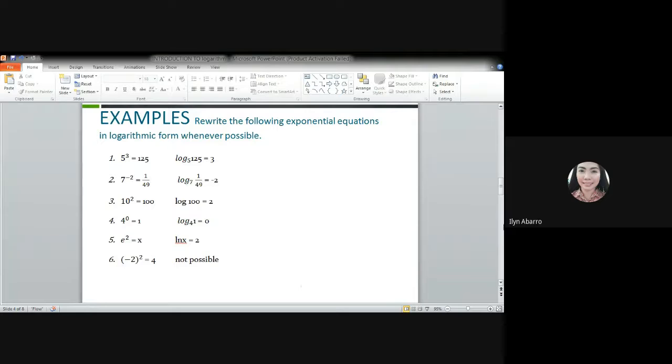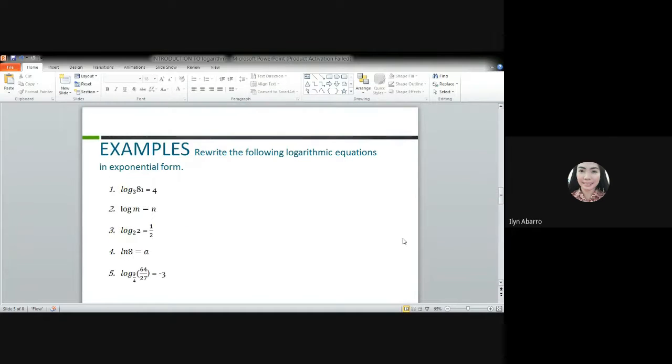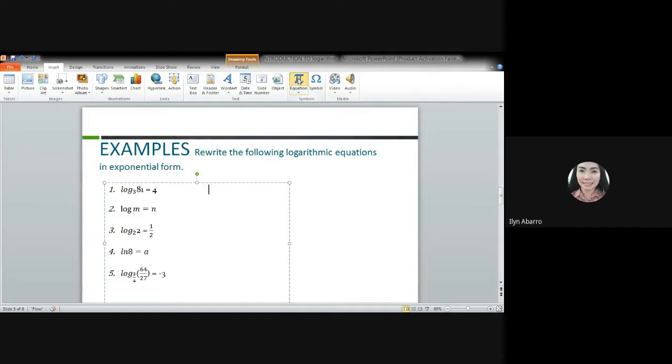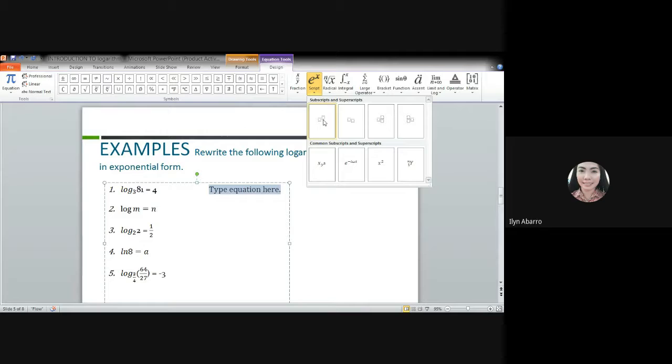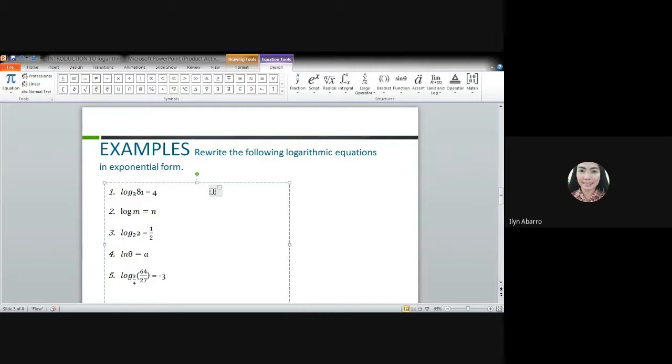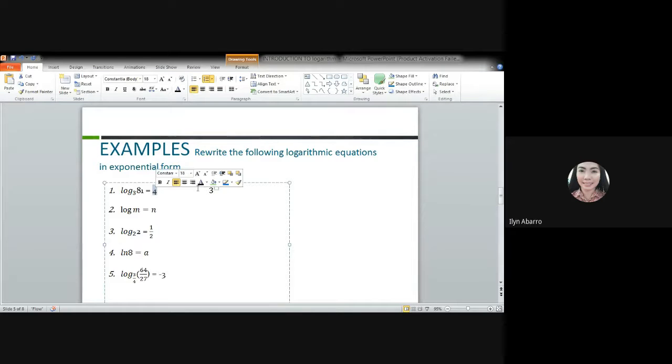Okay, let us have the inverse. So, now we are going to rewrite the given logarithmic equation in exponential form naman. So, kapag exponential form naman, titingnan muna natin yung base. So, ano yung base natin? So, ang base natin is 3. So, maglagay muna tayo ng notation ng exponential. Okay? So, ang base natin is 3. So, base 3. So, ito yung exponent, yung value ng logarithm.